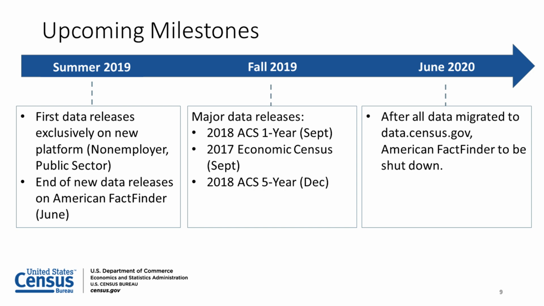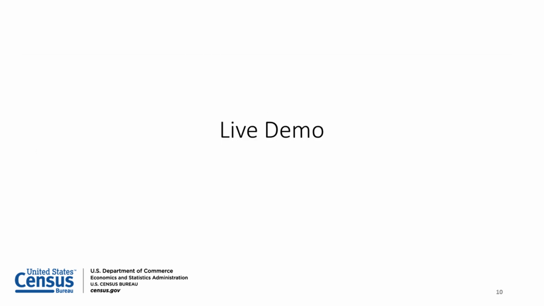chance if there's some functionality or some features that we don't have available, and it's easier to use in AFF, that you're able to go and pull that data there. But like I said, beginning in September, the new data will only be in data.census.gov.